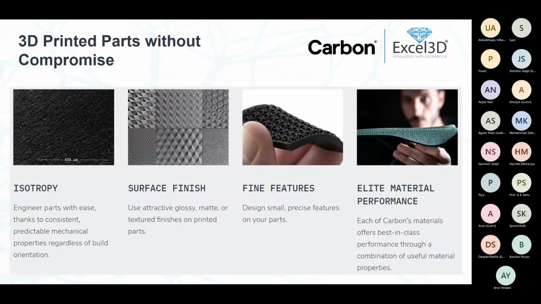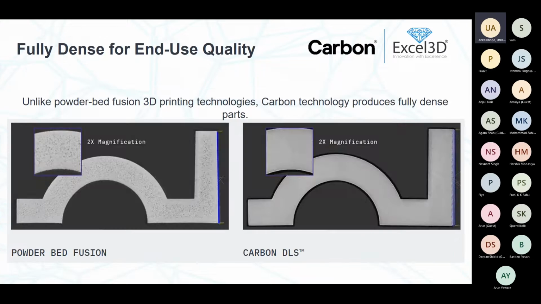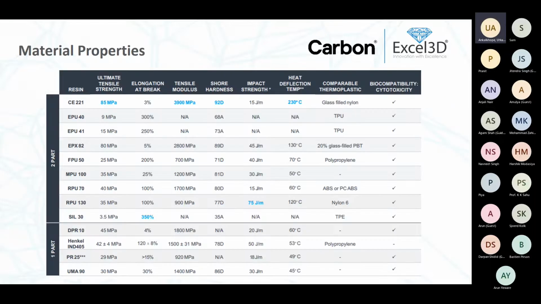Again, you can see Carbon is the first technology in the world that has isotropic material properties. That means you can have similar mechanical properties in X, Y, and Z direction. Plus, these particular materials are fully dense, which you won't find in any other 3D printing technique. So we want to accelerate the manufacturing of innovative products with Carbon. And the most important USP is the range of materials. You can see here a big range of two-part and single-part materials which can be used according to the application need. And this much variation or options were not available in the past.